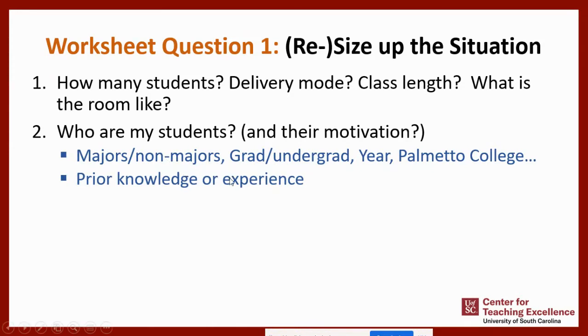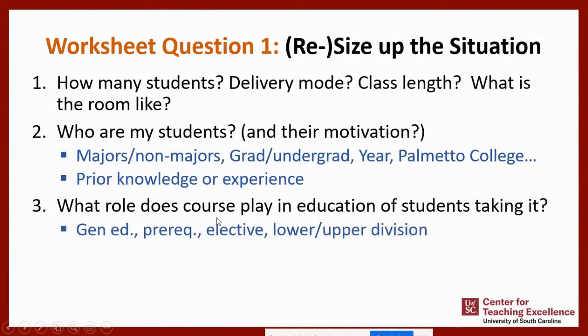Who your students are and whether or not they're motivated. Are you teaching majors or non-majors, graduate students, undergrads, seniors versus freshmen? That is a completely different dynamic. Are you doing Palmetto College, which here at USC is basically night classes for adults, so a very different demographic. How much prior knowledge do they have? Is this a beginning level course, or does it have prerequisites that students have to come into the class with? That's going to make a difference in the activities you do and the expectations you have of their learning when you do those activities.